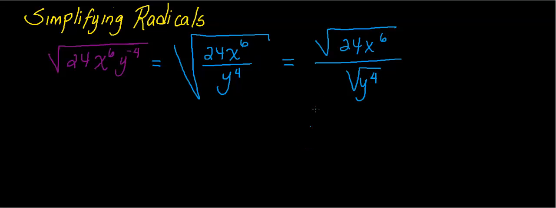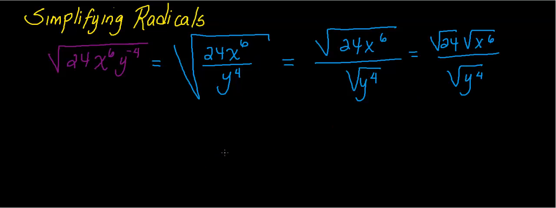Okay? And then I'm going to work in the numerator first. I'm going to separate these two factors, the 24 and the x to the 6th power. I'm going to separate into separate radicals like this. Square root of 24, square root of x to the 6th power, and the square root of y to the 4th power. Okay? And let's continue down here.